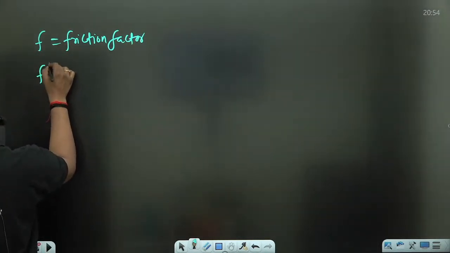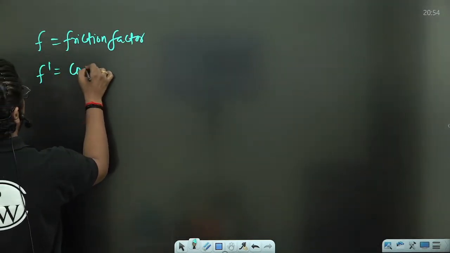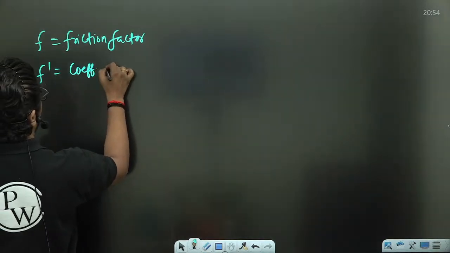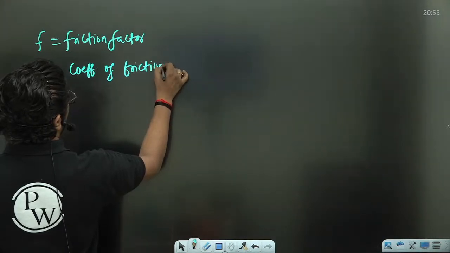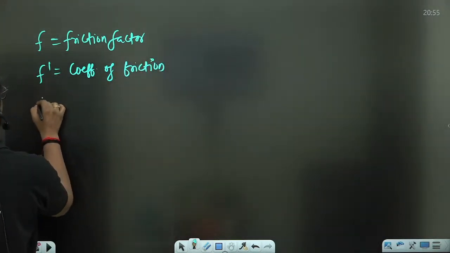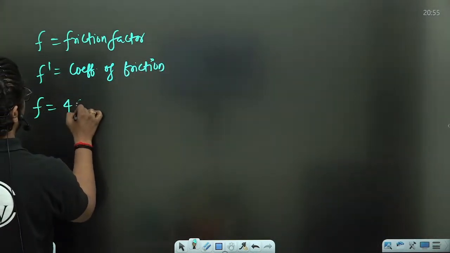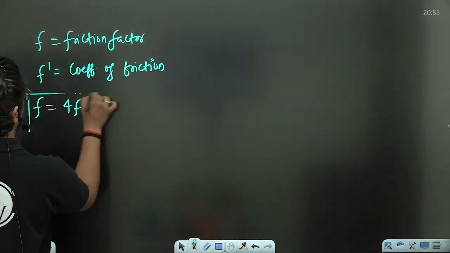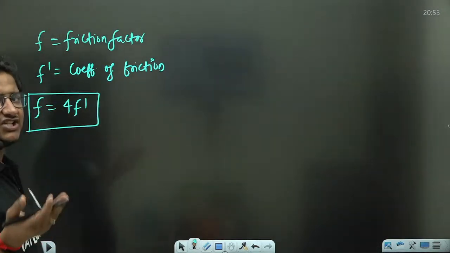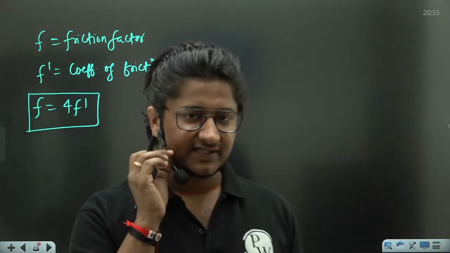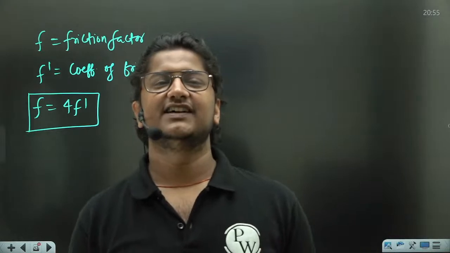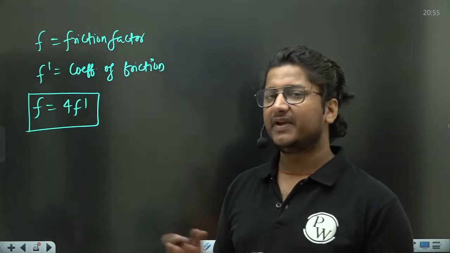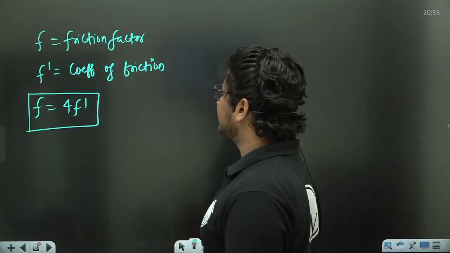We have another that we call F dash. It is the coefficient of friction. And F is equal to 4 F dash. Basically, one is the British concept, another is the American concept, and they didn't agree with each other. So they have given a different concept. We made a relation between both. So F is equal to 4 F dash.